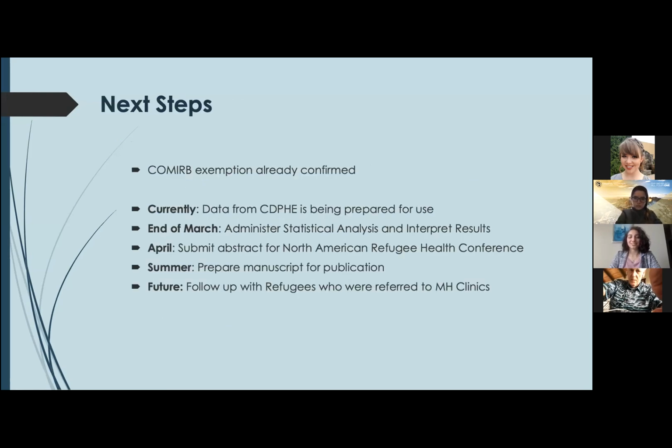One of the biggest roadblocks that I'll talk about is that we haven't quite gotten the data from the CDPHE yet. They're preparing that data and giving it to us in the next week or 2. I was really hoping to get that data before this presentation so I could at least run some preliminary analyses, but unfortunately that didn't happen. We have been confirmed to be exempt; the project design is exempt. So I'm hoping to get the data within the next week and then run the statistical analyses by the end of March.